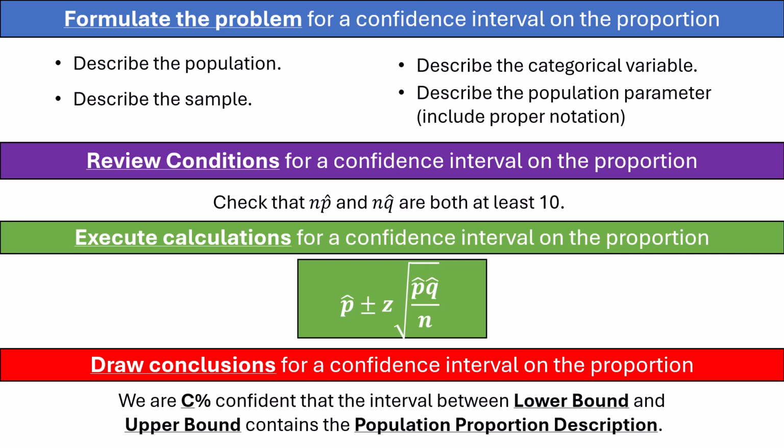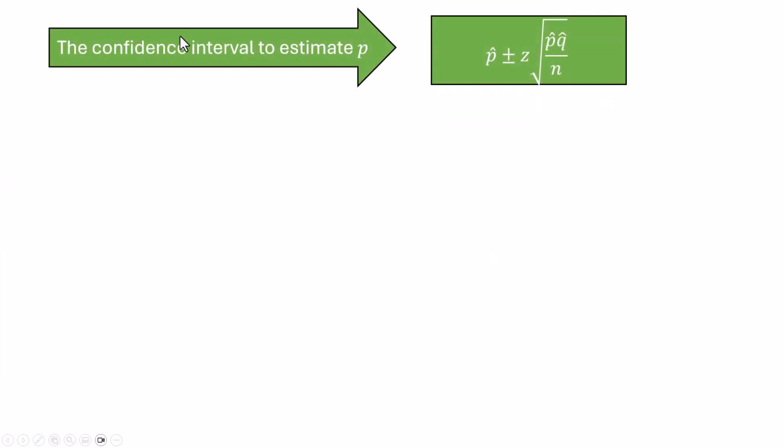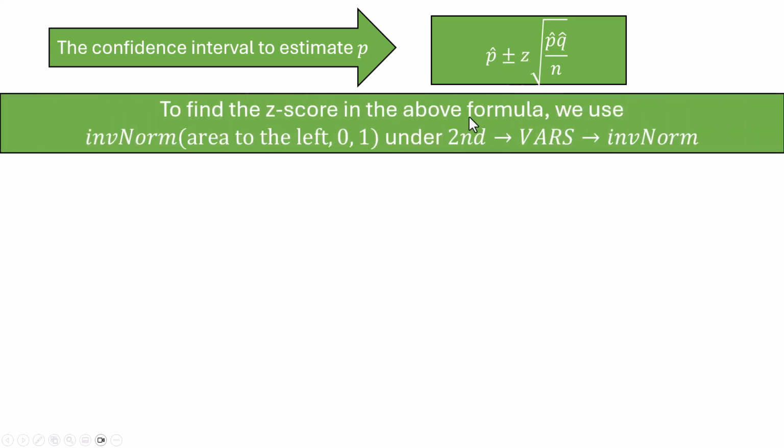Okay, there's one more thing we need to discuss before we can do a full example, and that's how to find the z-score in the confidence interval formula. Here is the confidence interval formula. To find the z-score, we're going to be using a function in the TI-84 called inverse norm. This function takes in 3 different inputs.